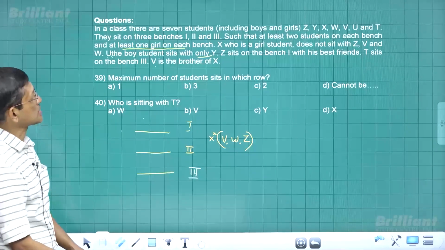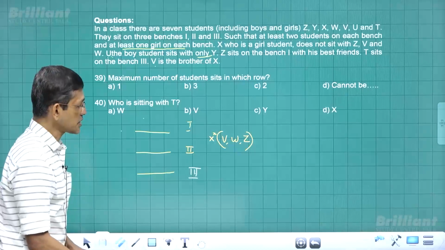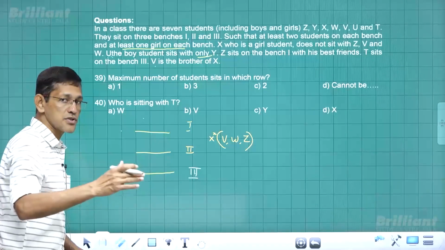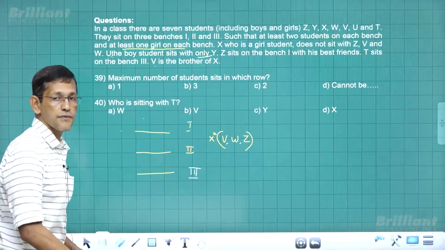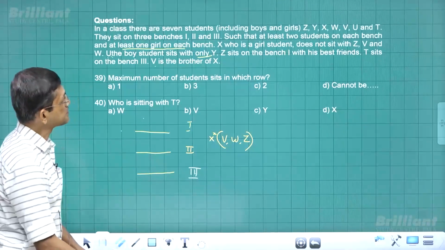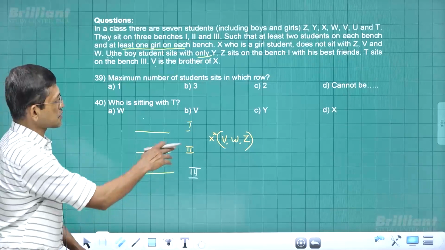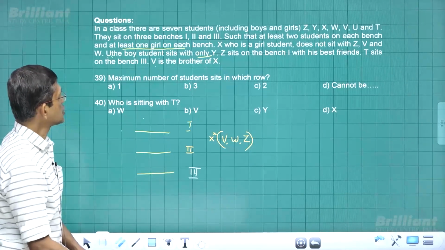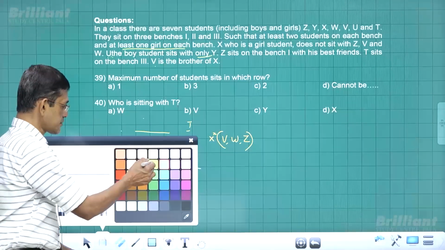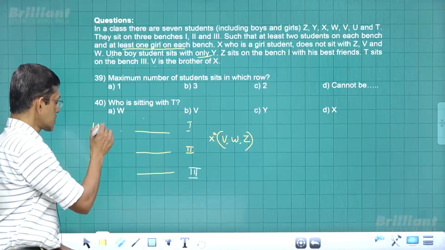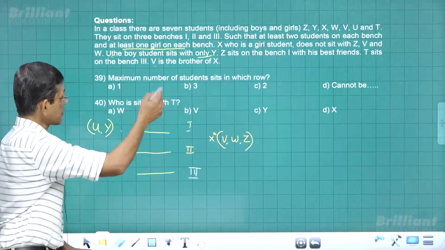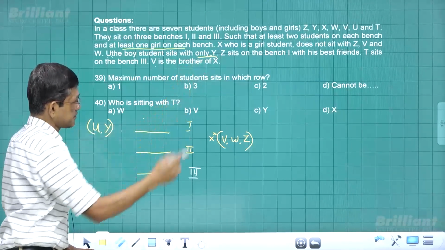Because it's in the classroom, right? If it's a classroom, the benches are arranged in such a way that, in the normal case, we assume one bench, behind that another bench, and behind that another bench. If no specific conditions are given, this is the way we assume it. So X doesn't sit with those three people. Then U, a boy, sits with only Y. So U and Y are together, nobody else on that bench.